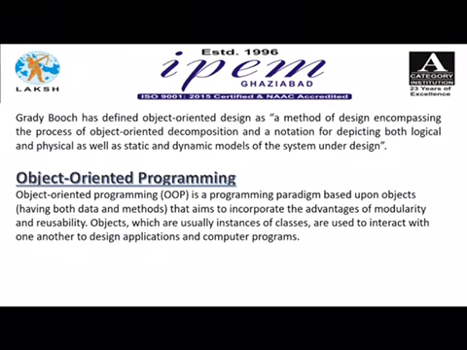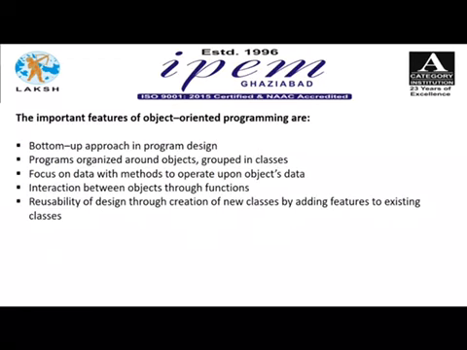There are some important key points of object-oriented programming: bottom-up approach in program design; program organized around objects grouped in classes; focus on data with methods to operate upon object data; and last one is interaction between objects through functions.